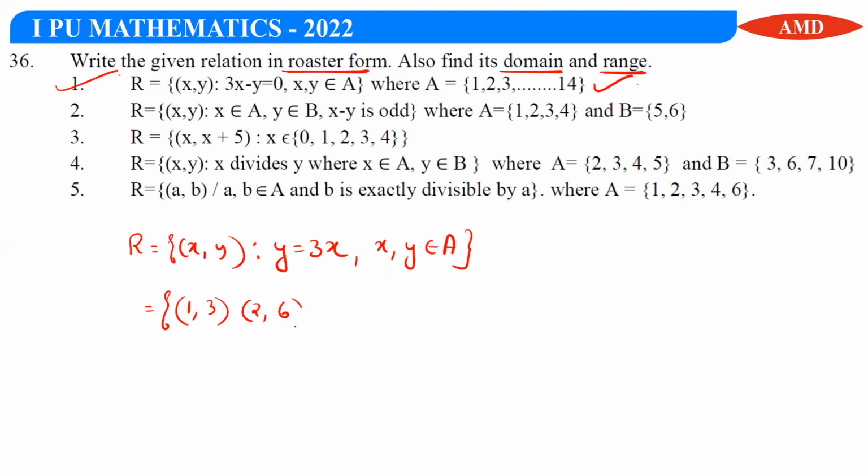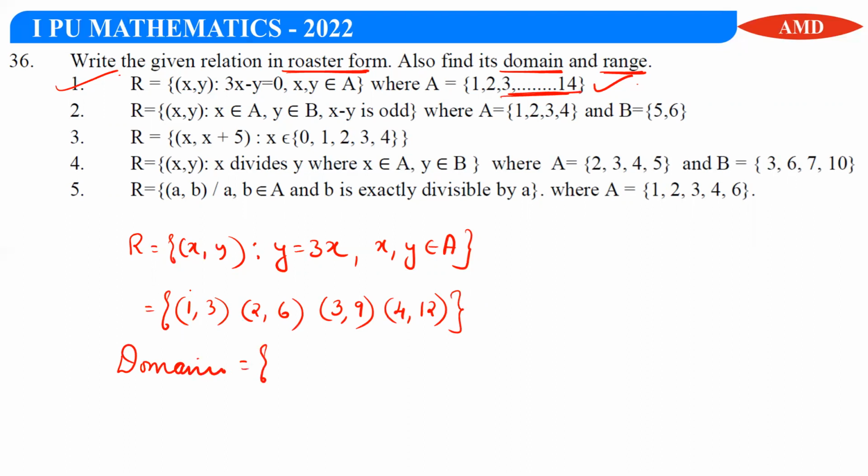it becomes 6. If I take x equal to 3, it becomes 9. If I take x equal to 4, y becomes 12. Can I take x equal to 5? In that case y becomes 15, but 15 is missing here, so you cannot take that element. So we'll have to stop here. Now what is the domain here?